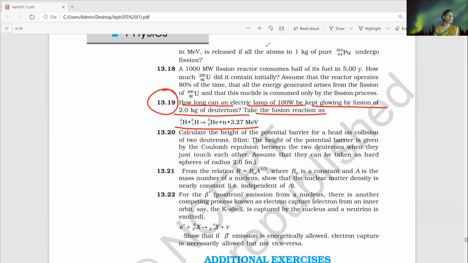Hydrogen having mass number 2 plus hydrogen having mass number 2 produces helium 3 plus a neutron, and some amount of energy is released, that is 3.27 mega electron volt. So what we have to calculate is how long a 100 watt electric lamp can be kept glowing by fusion of 2 kg of deuterium, how long it will burn. Let us see how to calculate that.